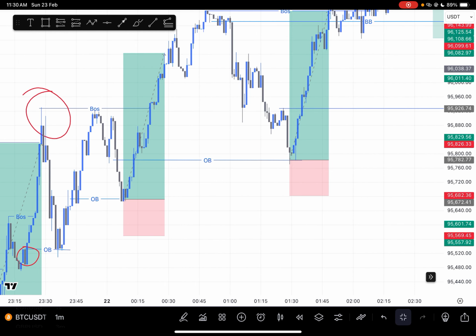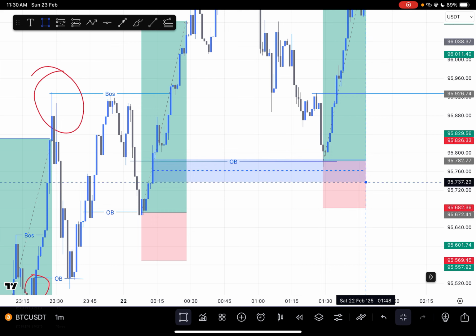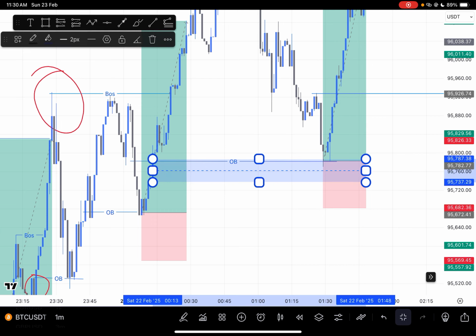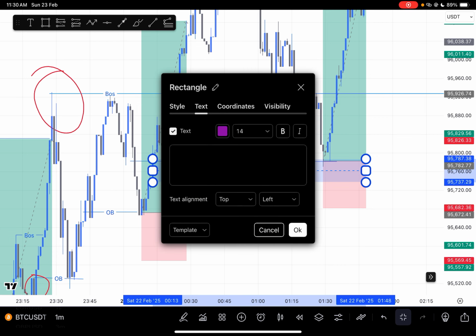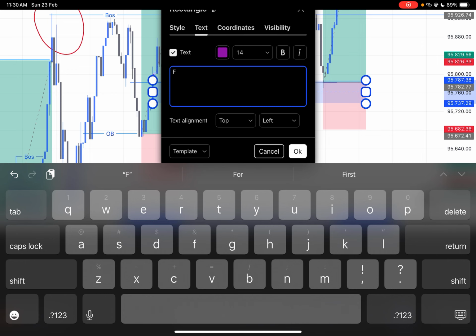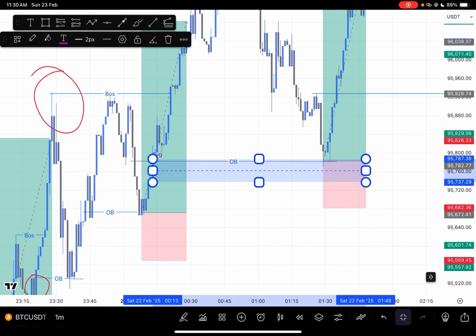You can also use a fair value gap in another scenario. So if you should draw this point as your fair value gap, you can see immediately price tapped into it, it pushed to the upside to take out buy side liquidity. So let me use that as my fair value gap.